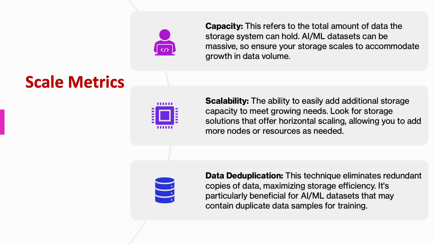The first one is capacity. This refers to the total amount of data the storage system can hold. AI/ML datasets can be massive, so ensure your storage can accommodate growth in the data volume. And scalability, again, it's related: the ability to easily add additional storage capacity to meet growing needs.